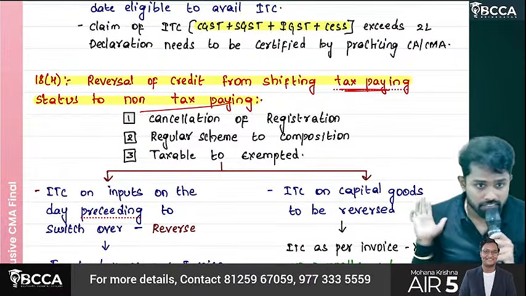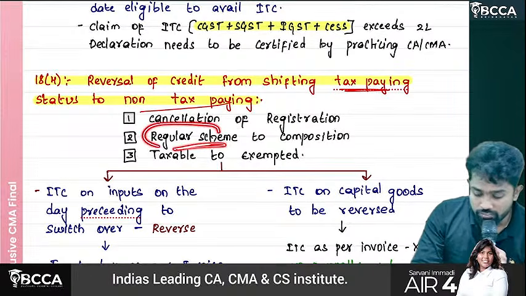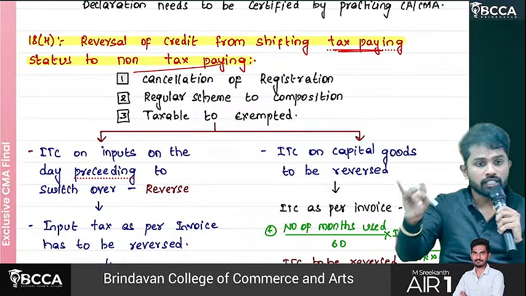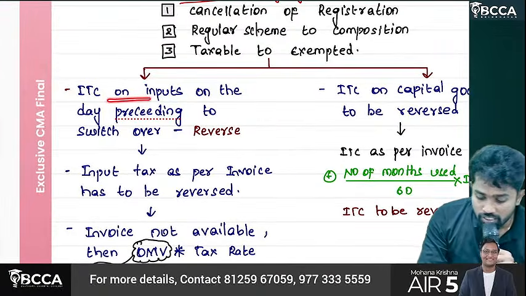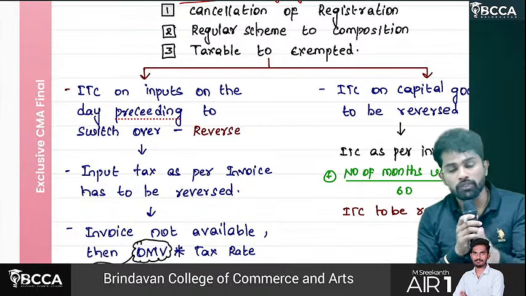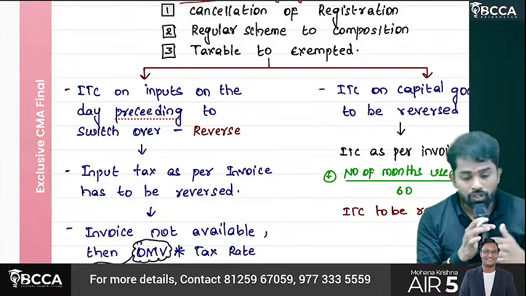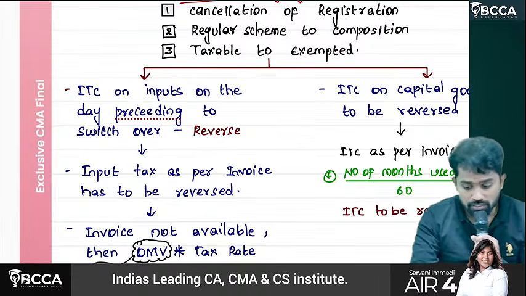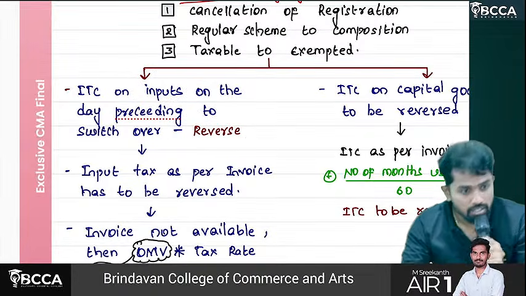When the registration is cancelled, or when a person is converting from regular scheme to composition, or taxable to exempted, then ITC on the inputs on the day preceding the switchover has to be reversed. Let's say tomorrow you are switching over, then today's closing stock is relevant. On that day, whatever inputs are there, like raw material, finished goods, work in progress, the relevant credit has to be reversed. Reverse means we need to add it to the liability.